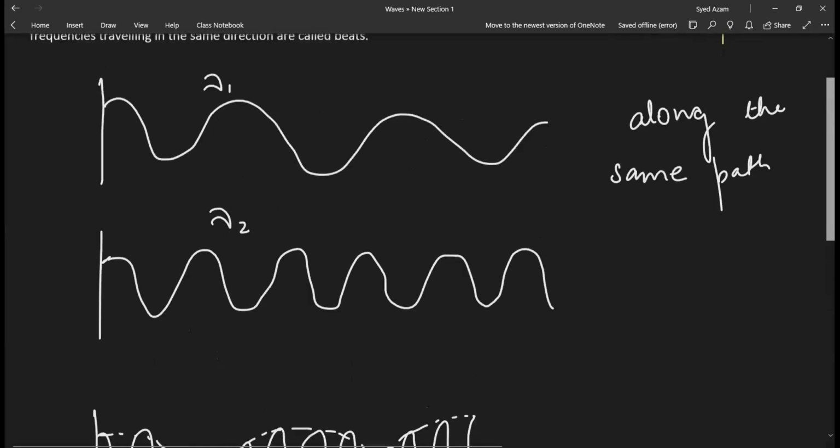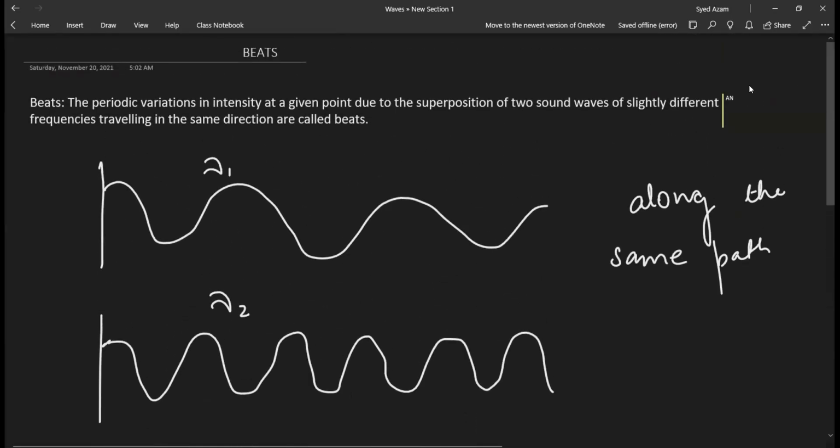Now let's come to the definition. This says that the periodic variations in intensity at a given point due to the superposition of sound waves of slightly different frequencies traveling in the same direction are called beats. So they are along the same path, along the same direction.